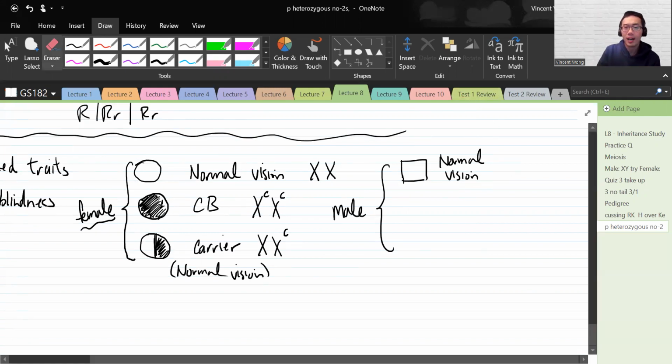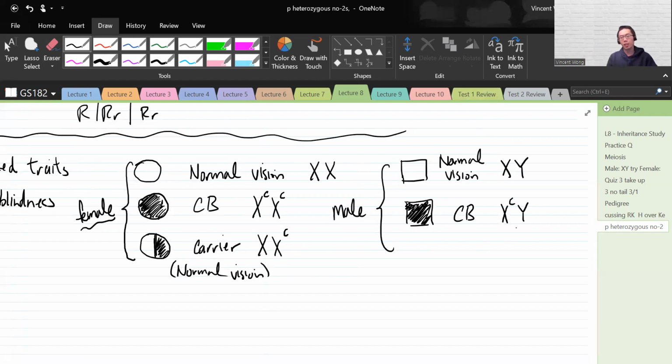That's okay. Normal vision male is XY. And we have a colorblind male. That would be XCY. It's not possible to have a carrier male for color blindness because we only have one X chromosome. If you get the XC chromosome, you're going to be colorblind.